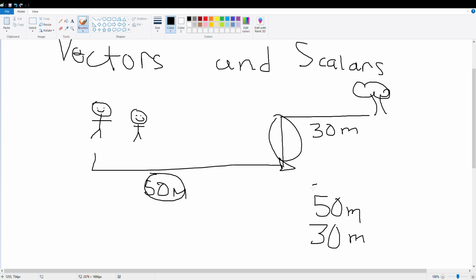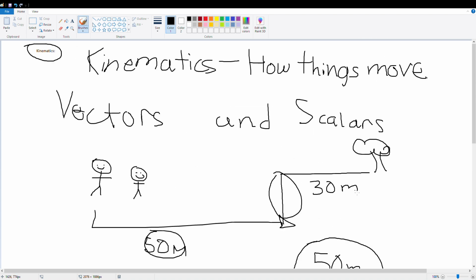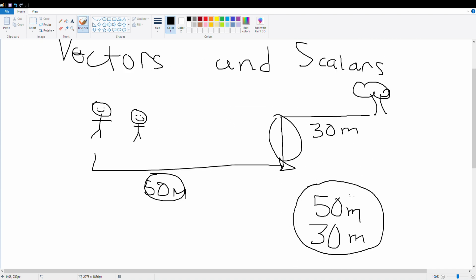The thing about these scalars is they only tell us how big or how much it is. They don't tell us anything about the direction. So in essence, scalars are like the magnitude of something. They give us a sense of how big or small a quantity is, but they don't tell us anything about the direction in which it's happening.